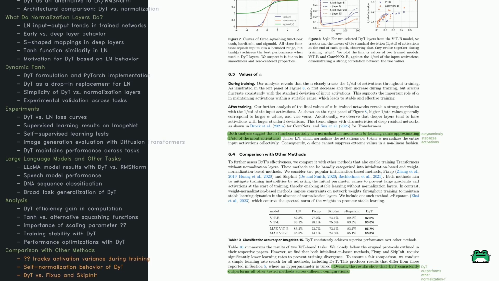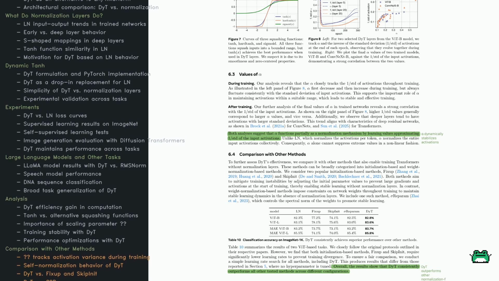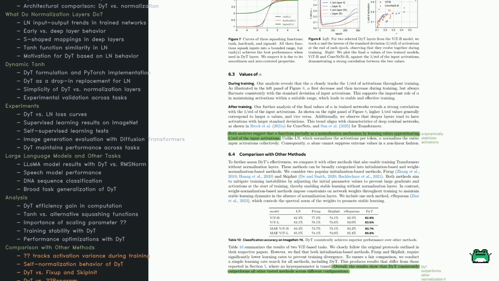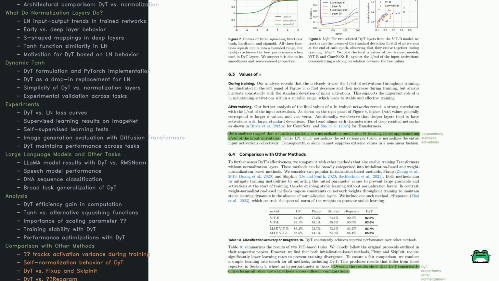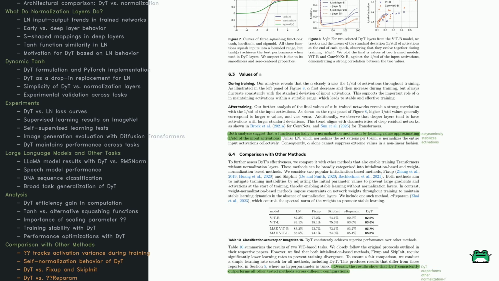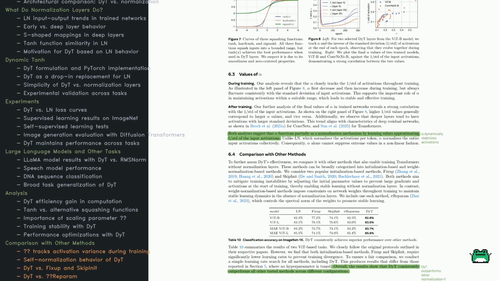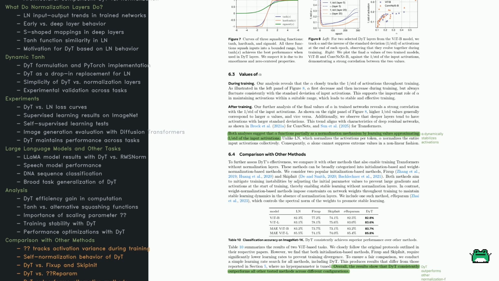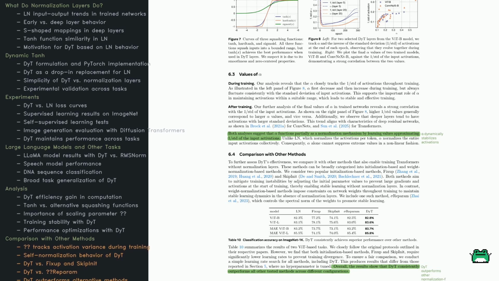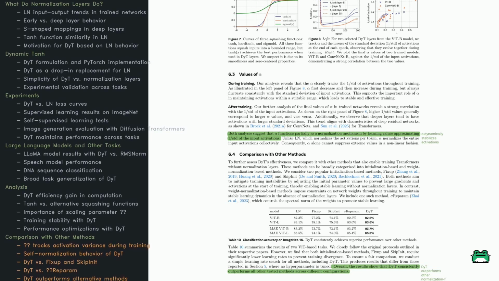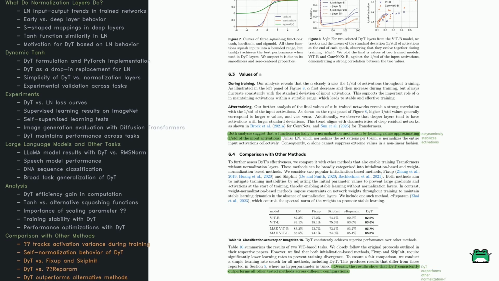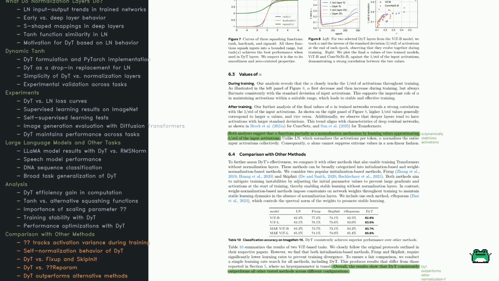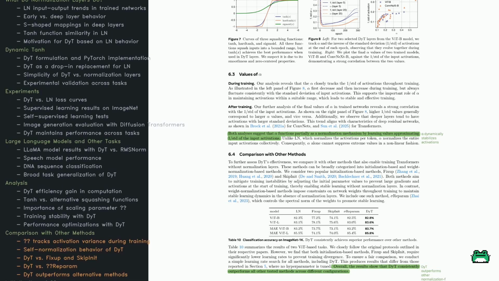Second, how does Dynamic Tanh fare against other normalization-free methods like Fixup, SkipInit, or Sigma Reparam? Table 10 answers that. Fixup and SkipInit rely on careful initialization, but struggle to match Dynamic Tanh's performance in deep transformers. Sigma Reparam, which rescales weights, is more competitive, but still falls slightly behind Dynamic Tanh. So Dynamic Tanh stands out as both simpler and more effective.